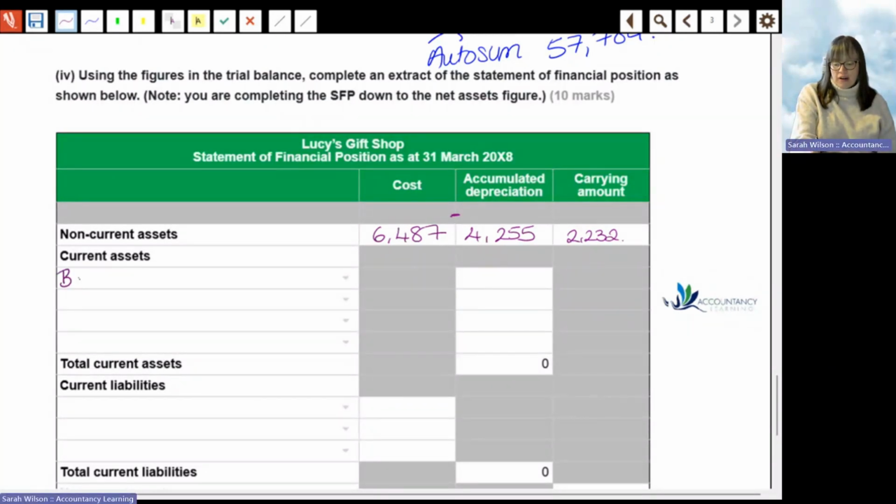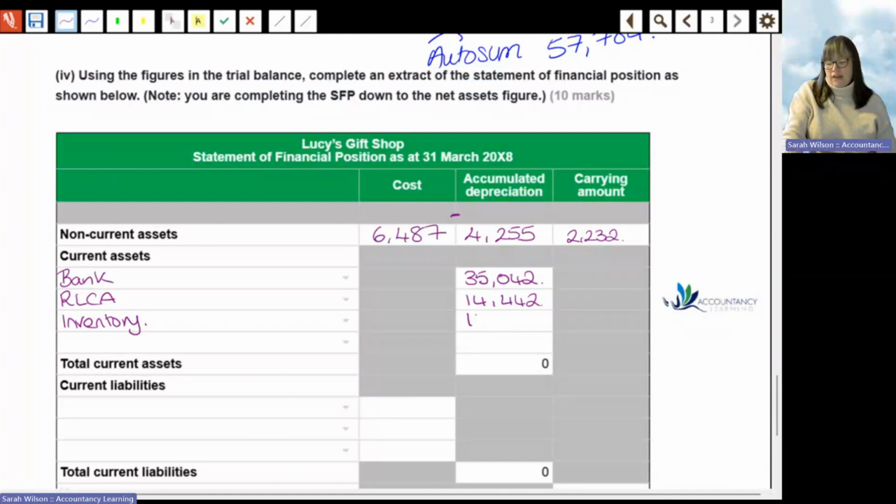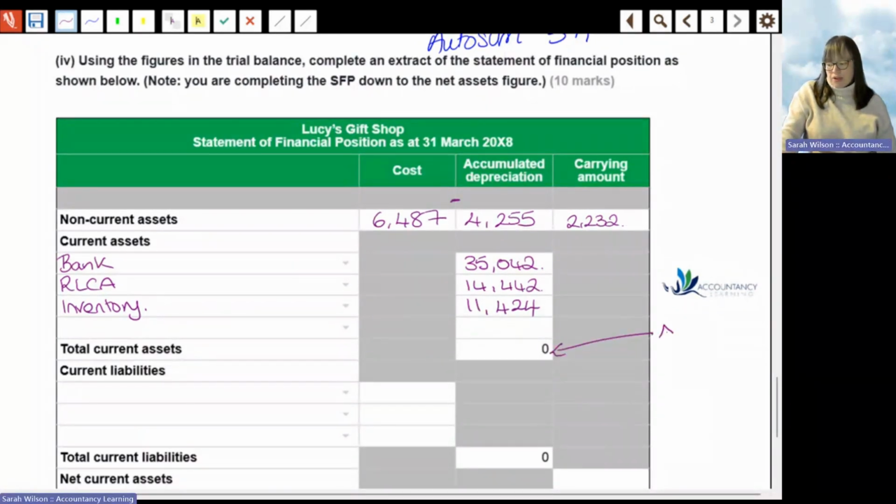So the current assets that we identified was the bank at 35,042, the receivables ledger control account at 14,442, and inventories at 11,424. Again, this is going to auto sum in the exam, but you will come out with 60,908.